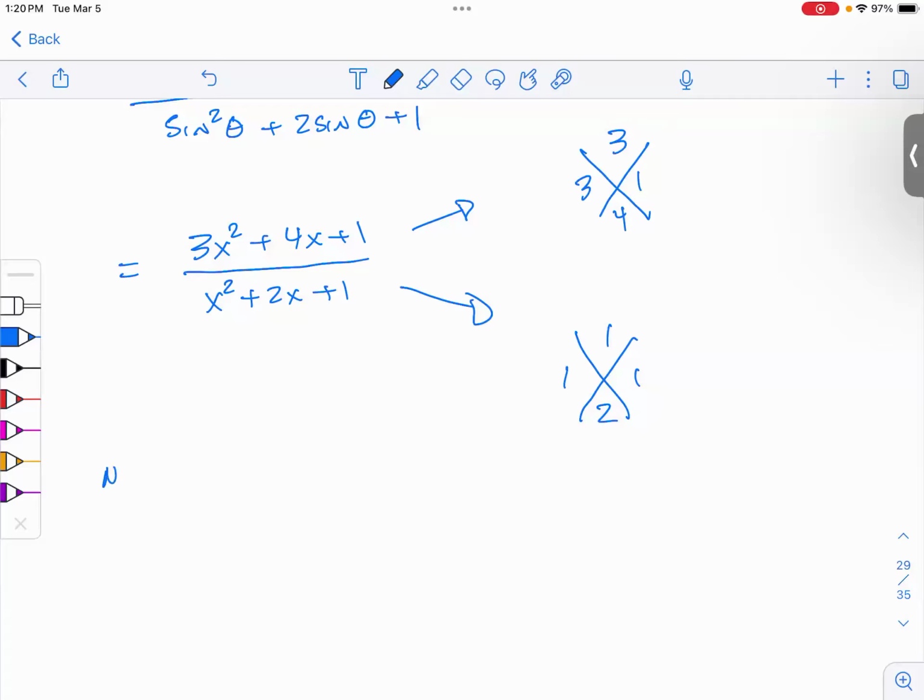Okay, so for the numerator, I have 3x squared plus 3x plus 1x plus 1. So I'm just going to split this up temporarily. I'm just expanding the middle term. And then once again, factor by grouping.